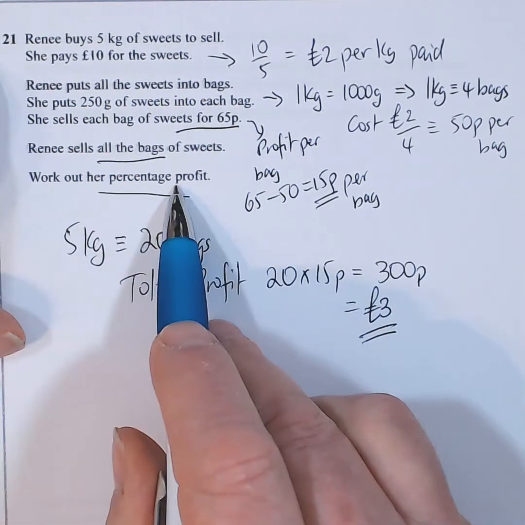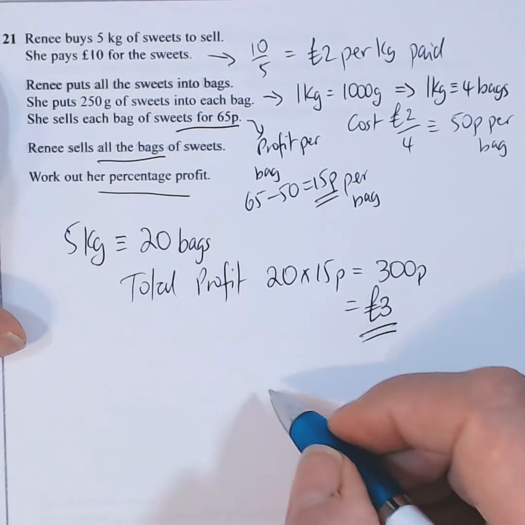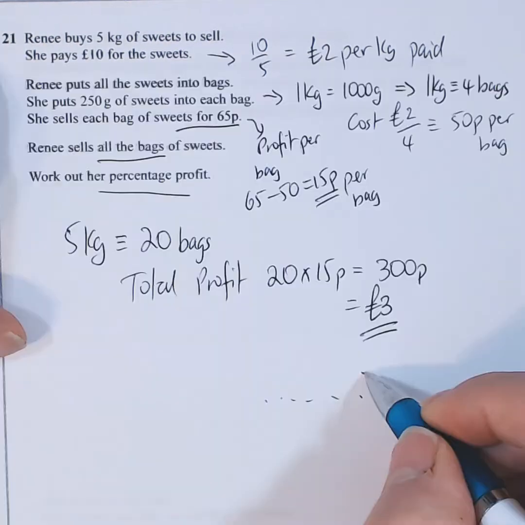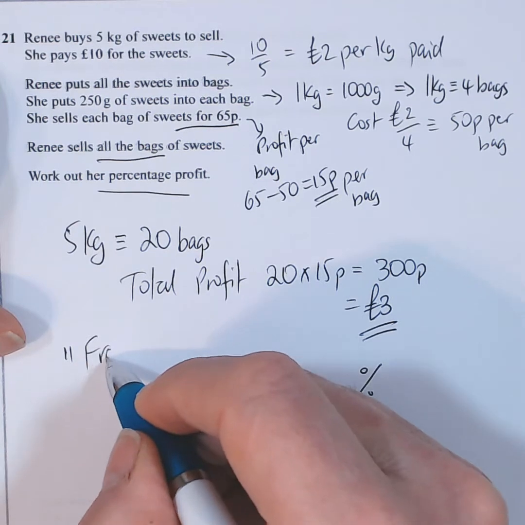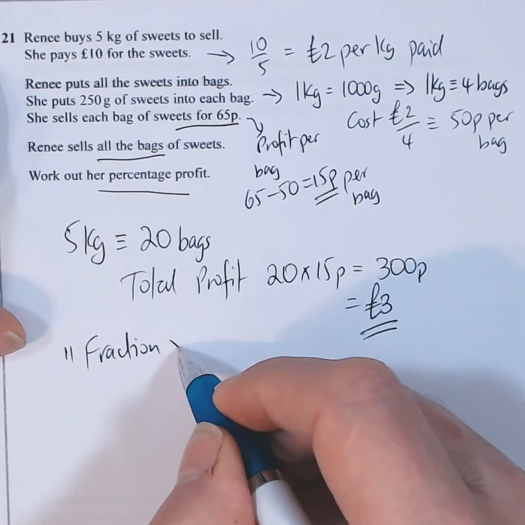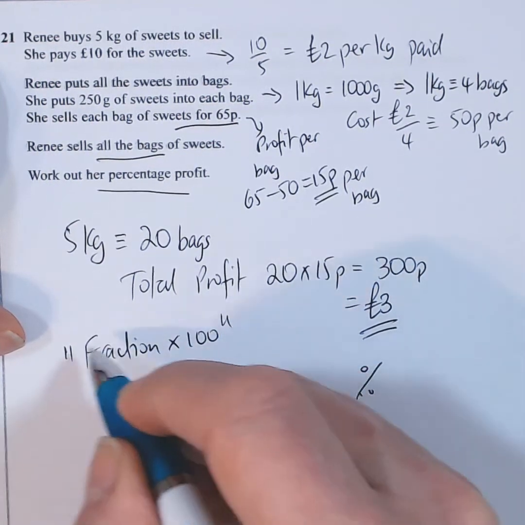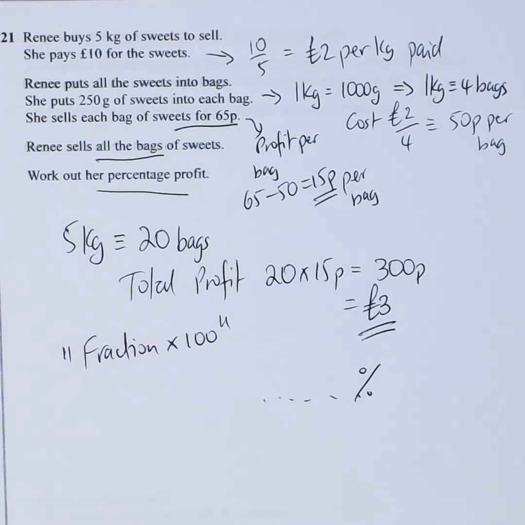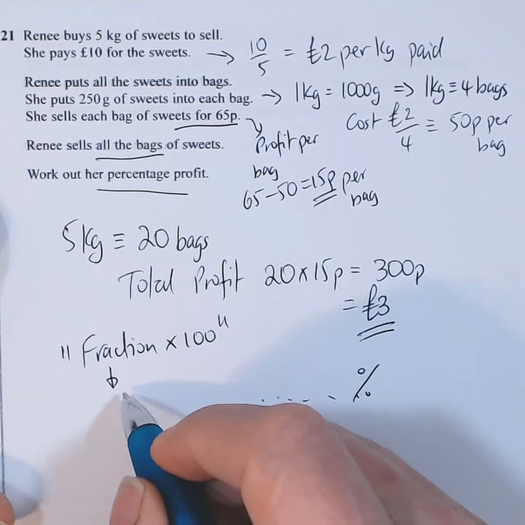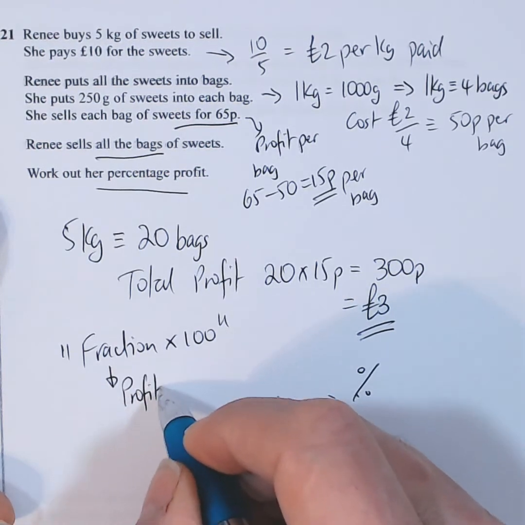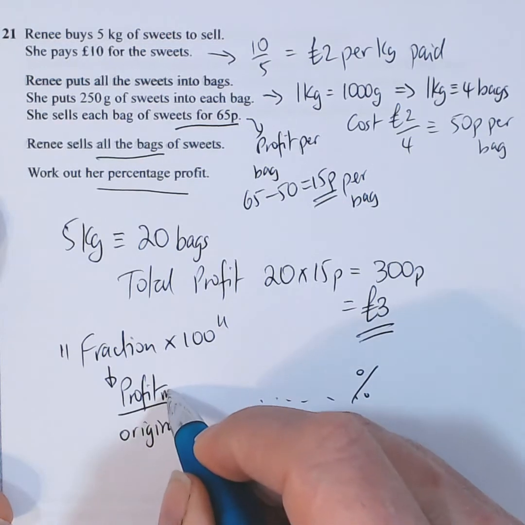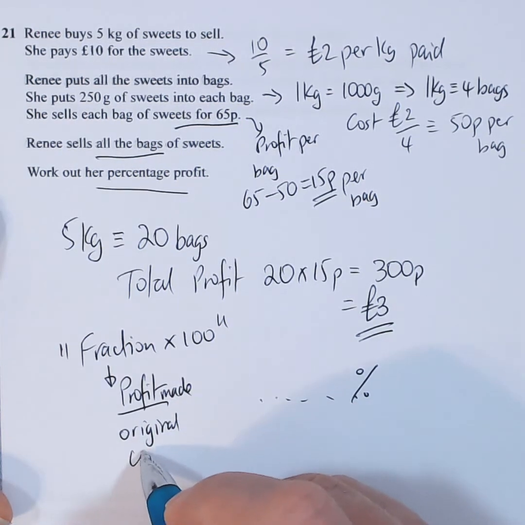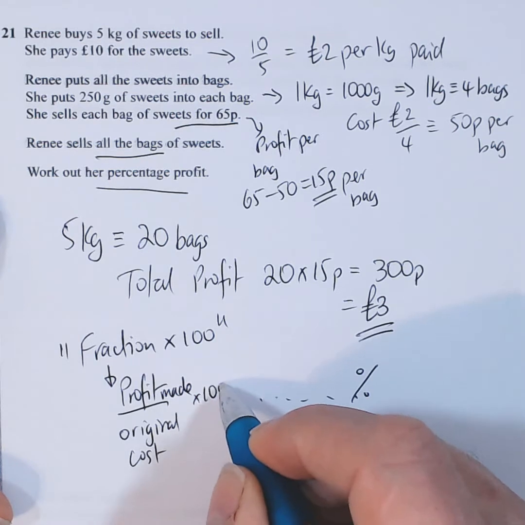And it says work out her percentage profit. Now when you see on a dot line a percent symbol, it technically is asking you to find a fraction and times it by 100. That's what those kind of questions tend to always come down to. So we've got to think what this fraction is about. Well, it's about the profit over the original cost. So the profit made over the original cost times 100.